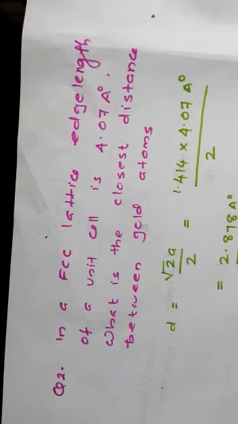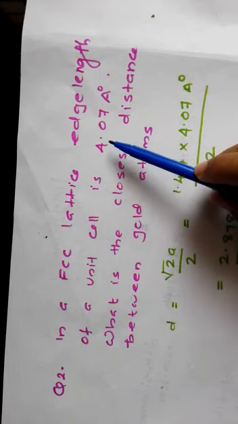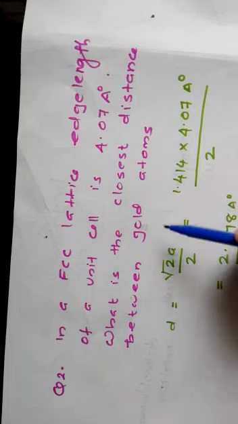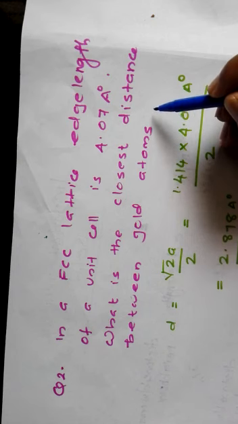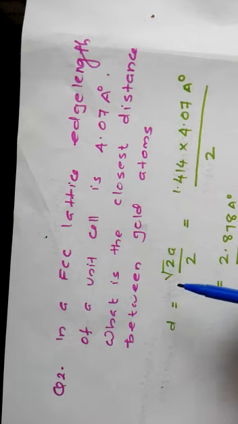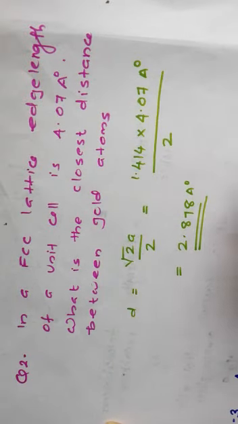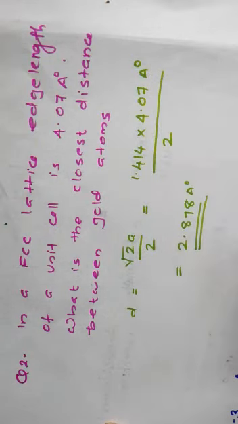Okay, now the next question. In an FCC lattice, the edge length of a unit cell is 40 angstrom. Edge length is given. What is the closest distance between gold atoms? Nearest distance, closest distance, distance between nearest atoms. That is the question. Distance between nearest atoms in FCC is root 2a by 2. a is given, please do the calculation and you will get the answer. Substitute the value, you will get the answer.